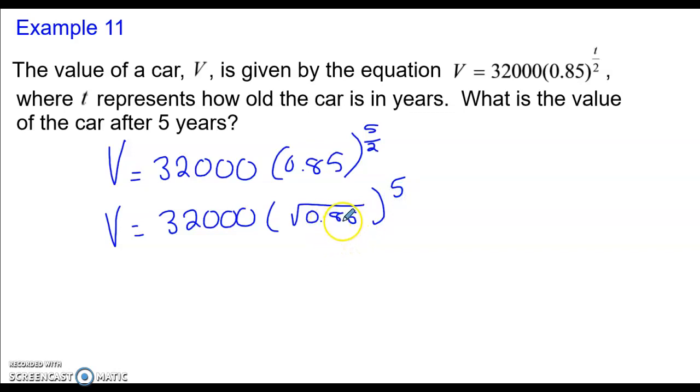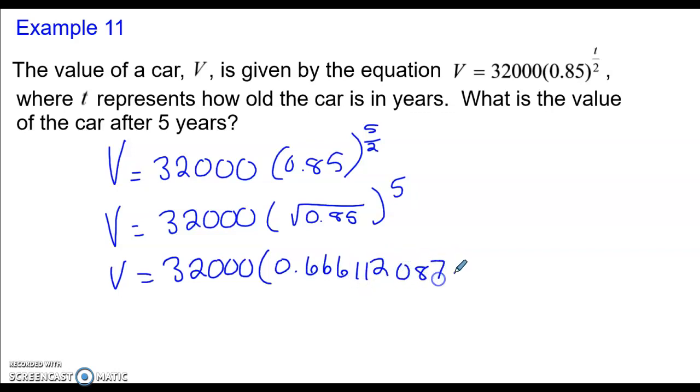This is one where you're going to want to use your calculator to work it out. So you can punch in 0.85, find the square root, and then whatever that answer is, raise it to the exponent of 5. You'll get V equals 32,000 times 0.666112087, and repeating depending on how many digits your calculator displays.